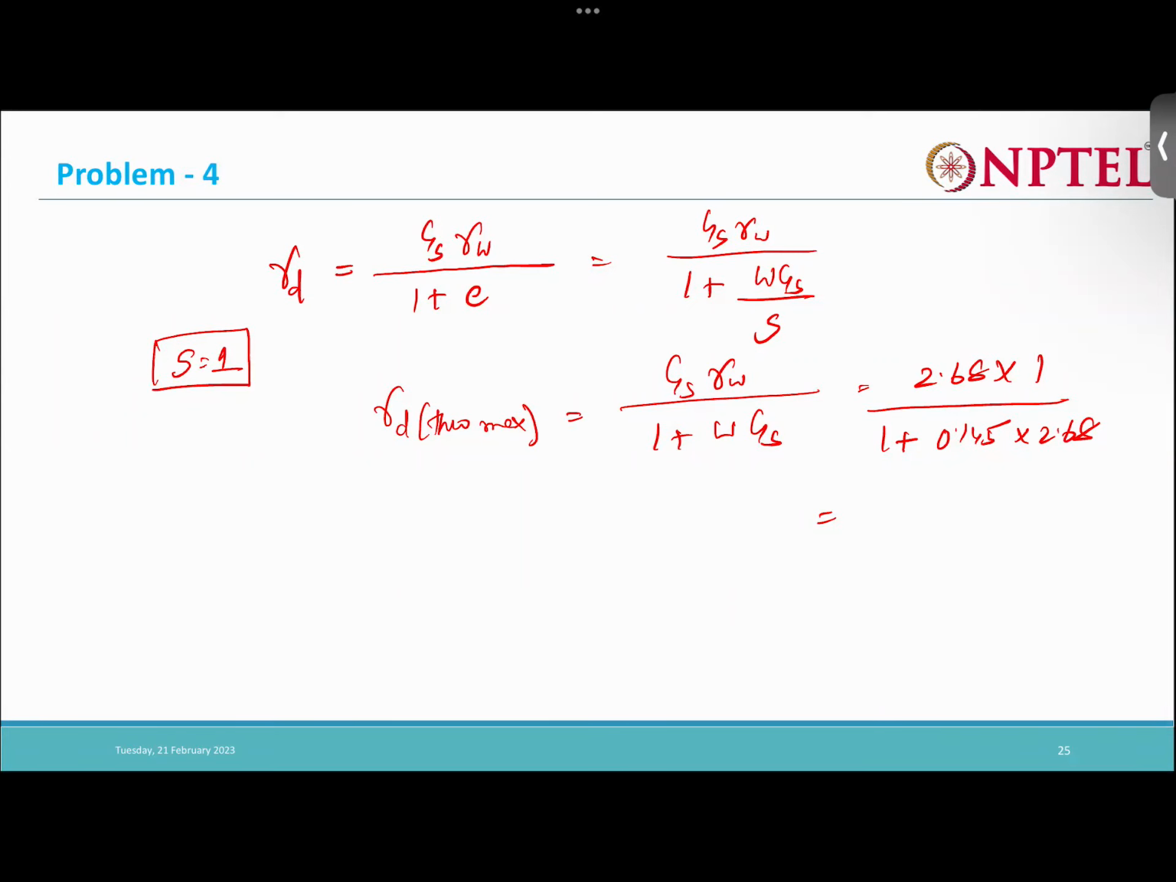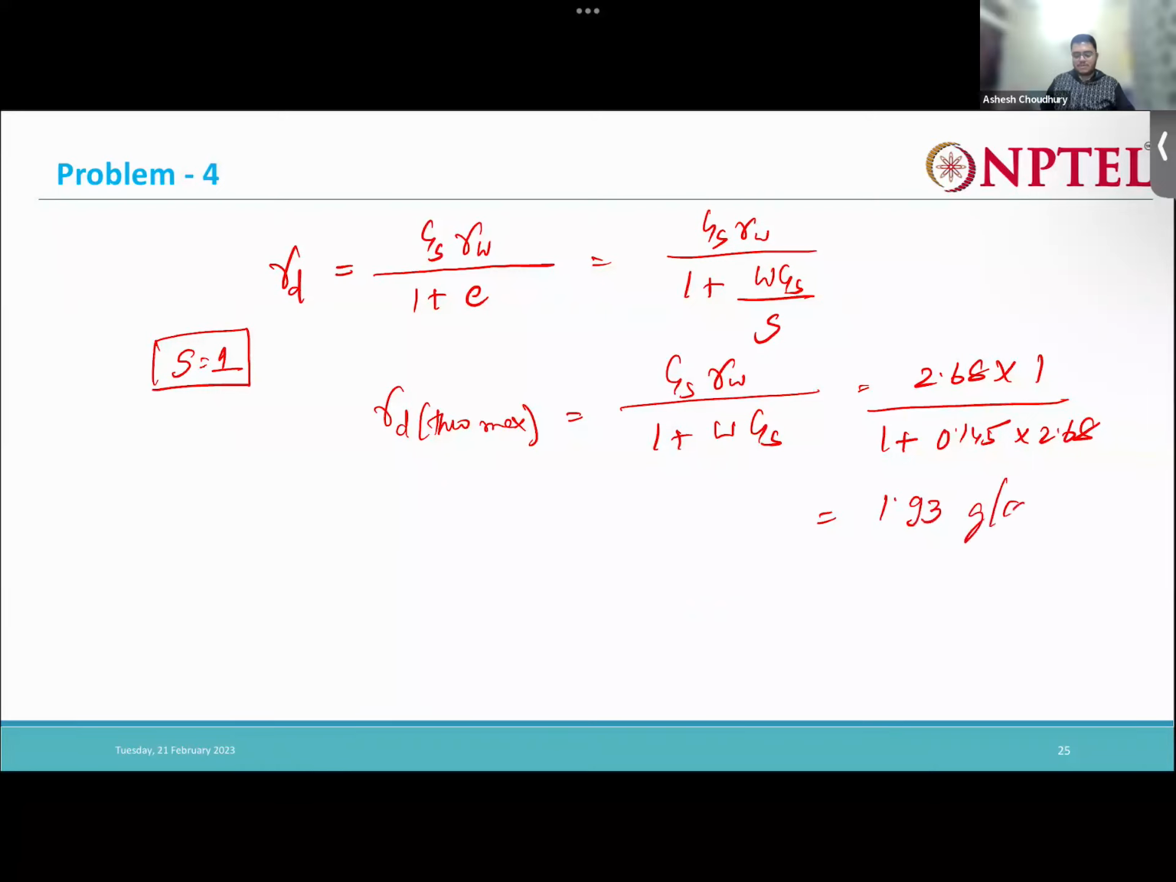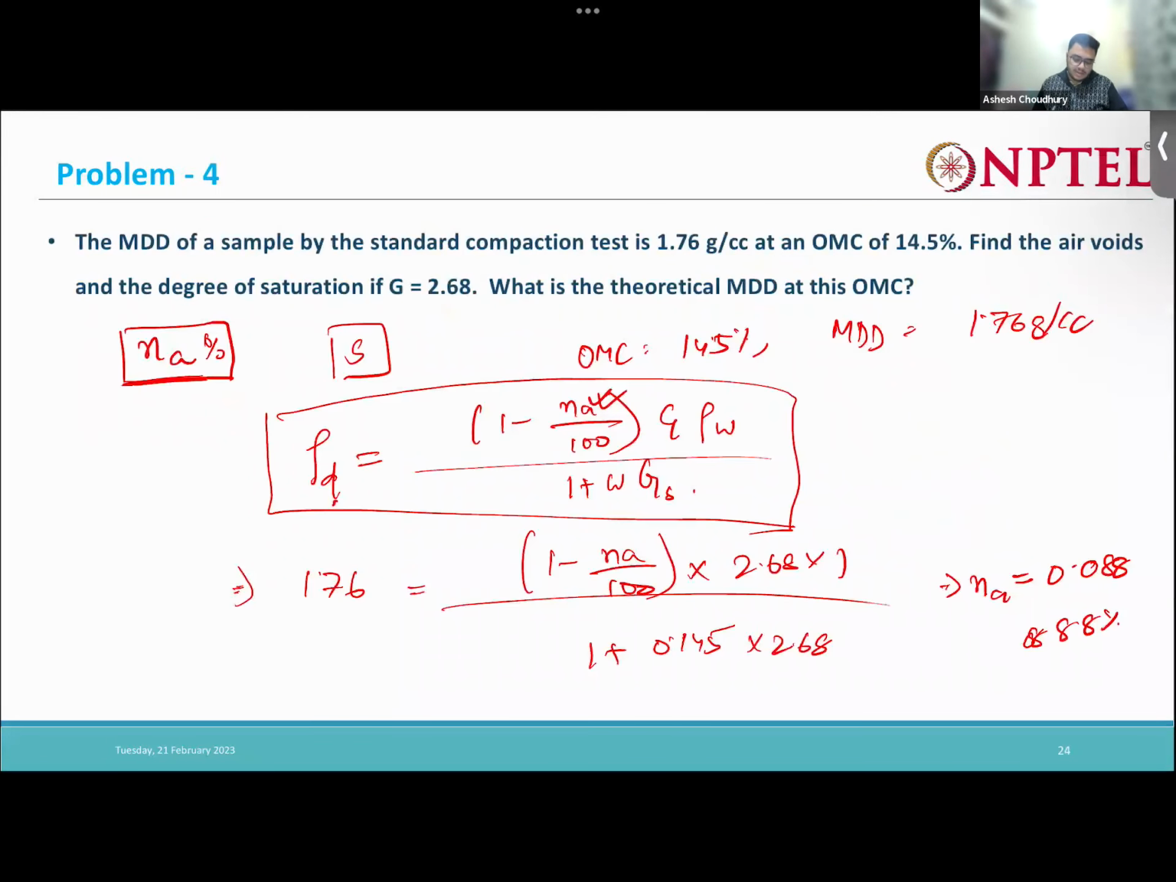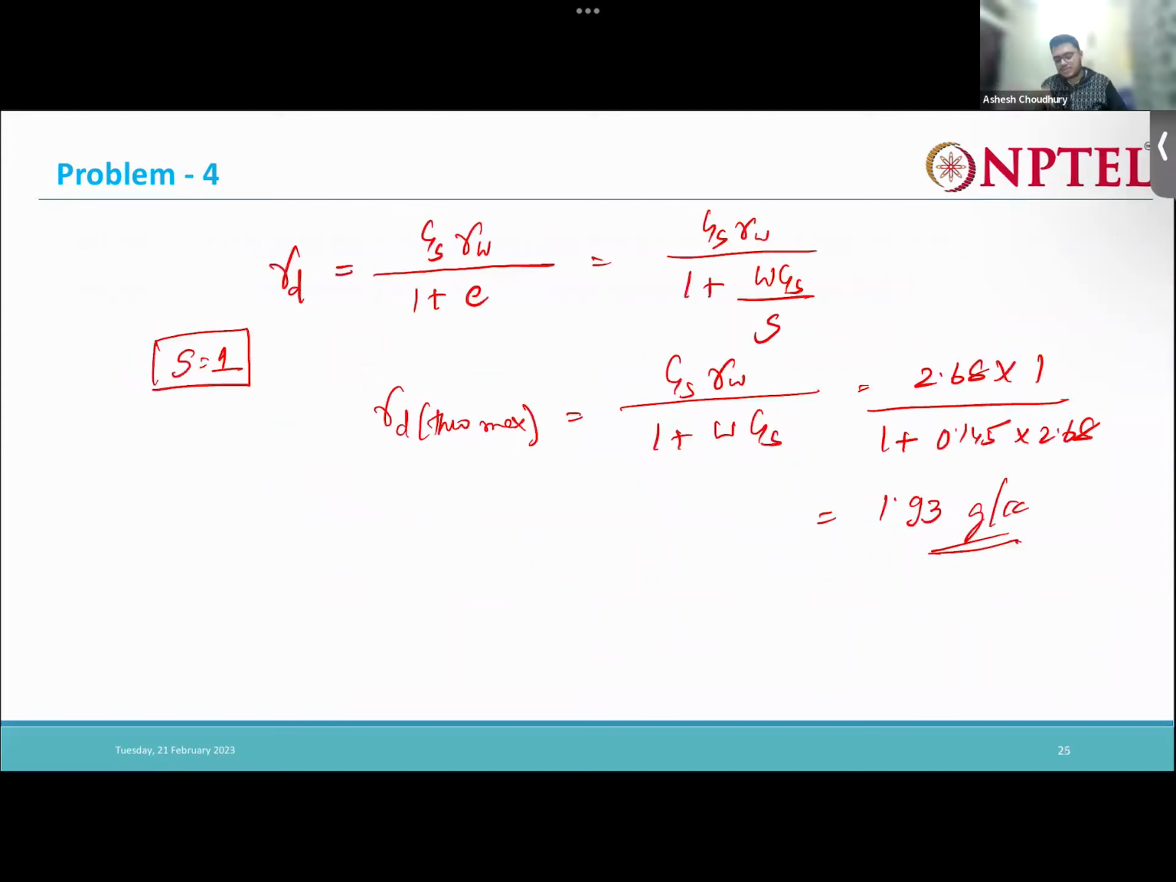$1.93. Unit: gram per cc. Correct, gram per cc. So this is my theoretical maximum. But what was the maximum dry density that we obtained? It was 1.76, right? Yes, sir. This is the obtained, and theoretically the maximum I can obtain is 1.93.